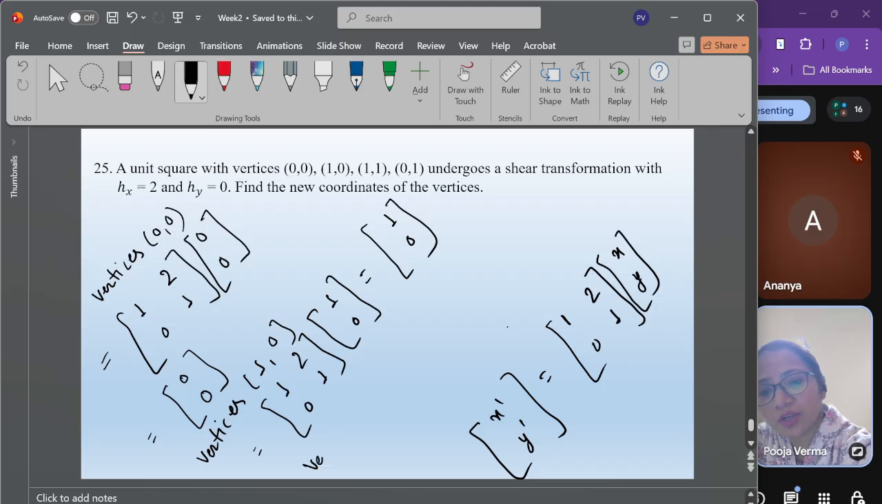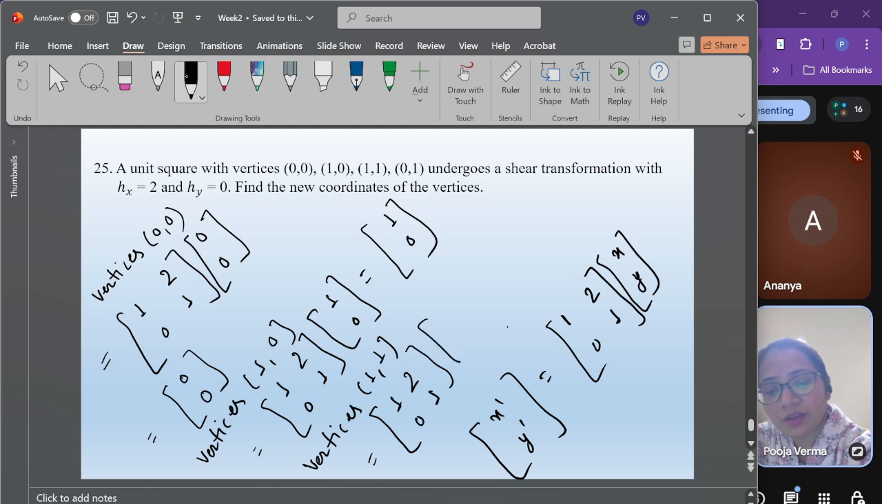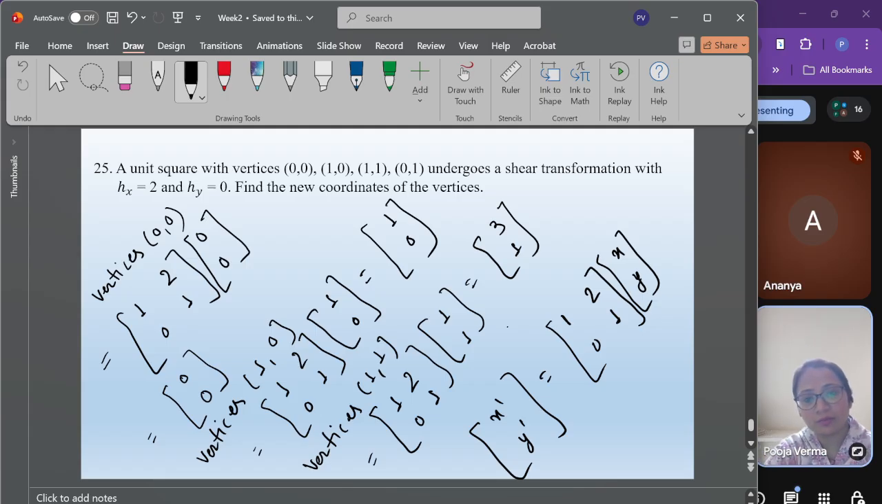Now for the vertex 1 1, what will the new coordinates be? 1 2 0 1 times 1 1. In the upper one we will get 1 into 1 plus 2 into 1, so 3, and 1 below. So the new coordinate will be 3 1 for the vertex 1 1.